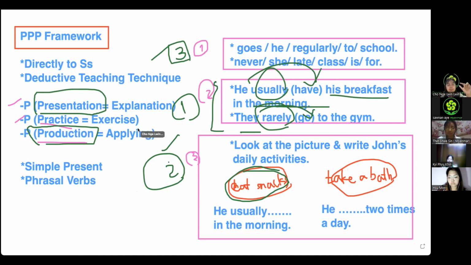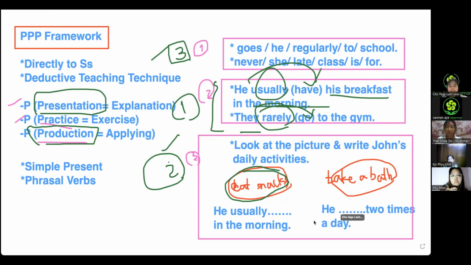Now, with this framework, I want you to think about the things we can do for production stage. For production stage, we shouldn't end it by only asking questions or only asking them to do exercises. Now I'm going to give you the target language items. Based on that, no need to think about presentation stage and practice stage, just production stage.